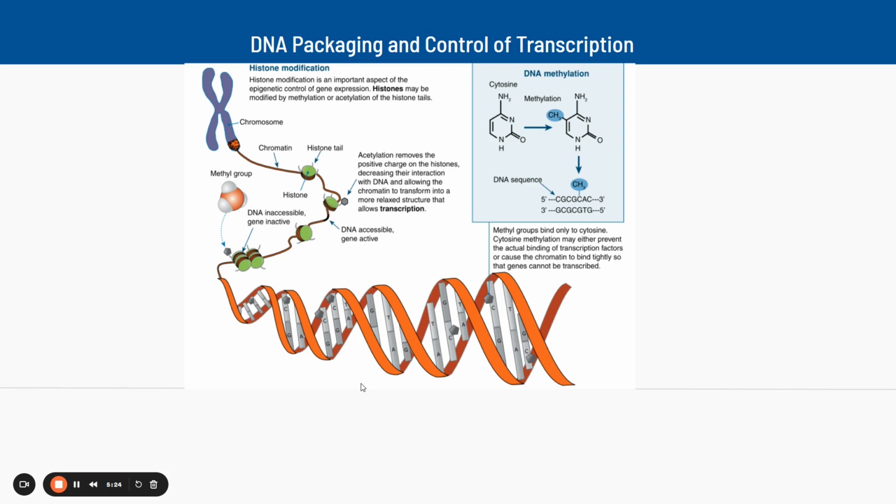Histones may be modified by either methylation or acetylation of the histone tails. These are your histone tails here. Back it up. This is a chromatid. This is a chromatid. Two chromatids equal one chromosome. Then you have that coil here of DNA we call chromatin, and these are your histone tails. Acetylation, you see here, removes the positive charge of the histones, decreasing their interaction with DNA and allowing the chromatin to transform into more of a relaxed structure.